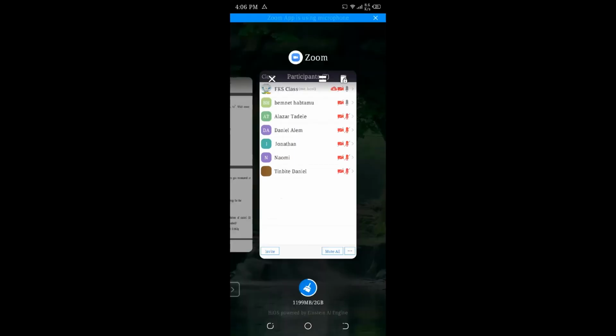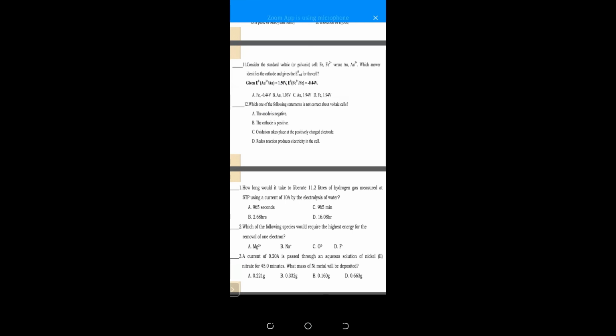Okay, next. Which one of the following statements is not correct about voltaic cell? We will finish this one. The anode is negative, the cathode is positive, oxidation takes place at the positively charged electrode, redox reaction produces electricity in the cell. Which is not true about voltaic cell?